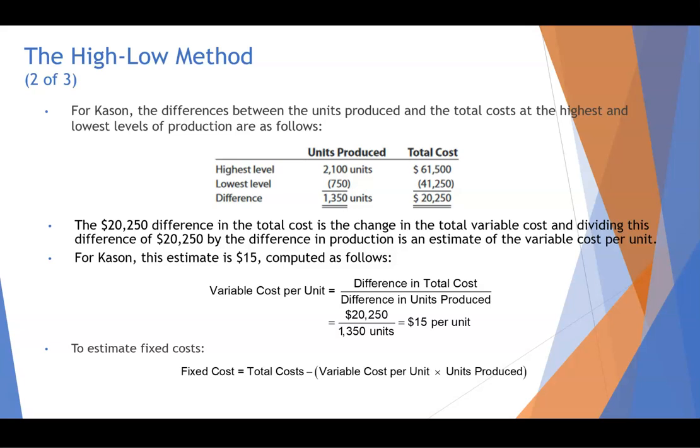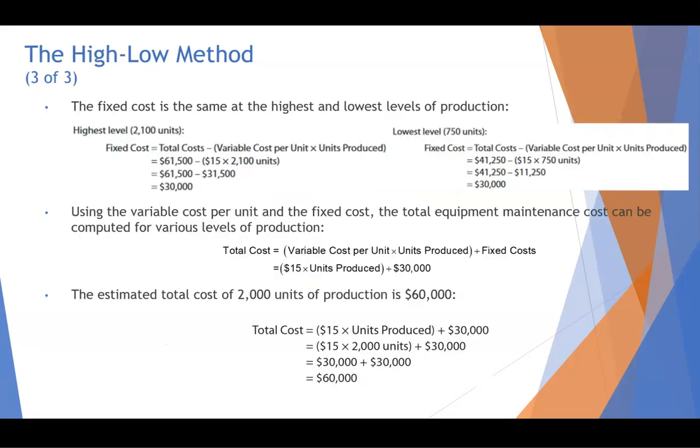We can take the fixed portion of the $41,250, and then we can come up with a variable cost per unit. So the fixed cost is going to be total cost minus our variable cost per unit times our units produced. The fixed cost is going to be similar if it's the highest or the lowest level of production. So you see here, as we look at this example, our fixed costs are going to show at $30,000.